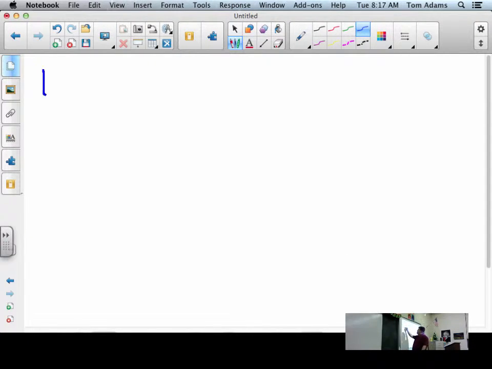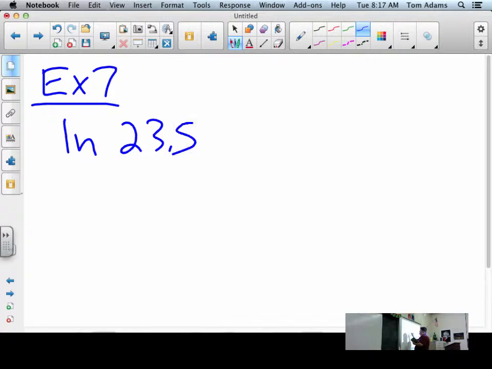Oh well. So now for example number 7, example number 6 was really kind of rigged up, right? We had the base, we had the logarithmic function with a base of e and of some power of e. And so now, what if you're not so lucky? So what about this? The natural log of this, 23.5.